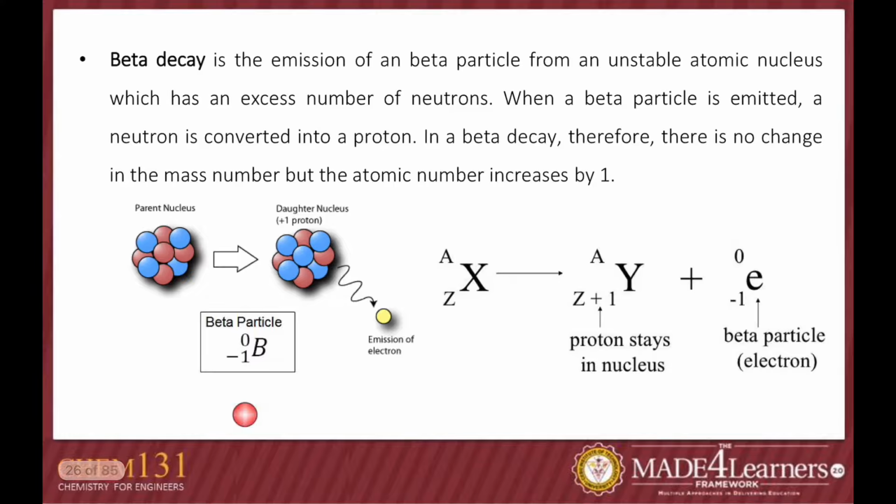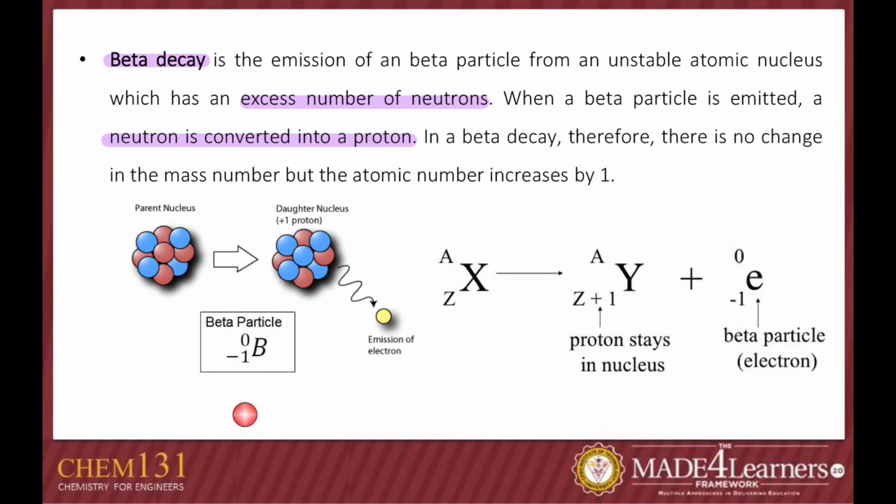The next type of decay is beta decay, meaning it will involve a beta particle. It is the emission of a beta particle from an unstable atomic nucleus. This will happen if there is an excess number of neutrons. The beta particle is an electron. So when a beta particle is emitted, a neutron is converted into a proton, because there are too many neutrons. So it is converted into a proton.